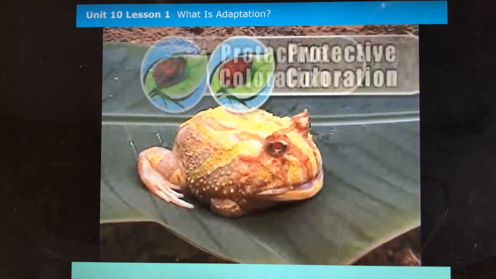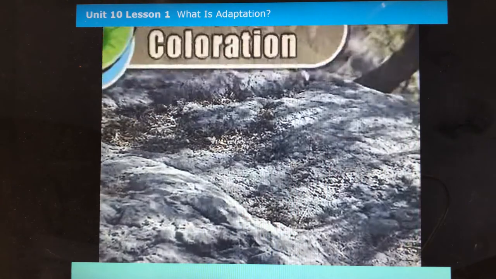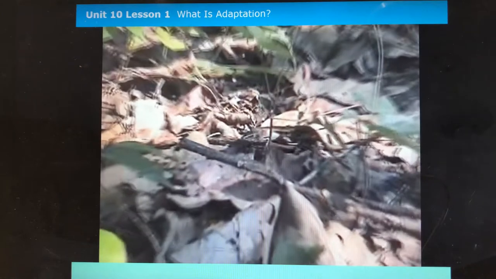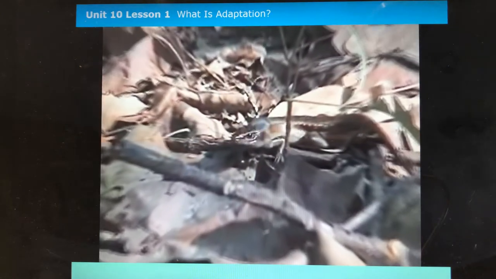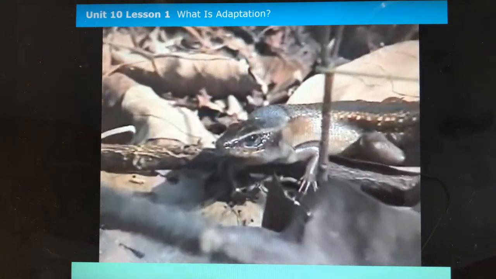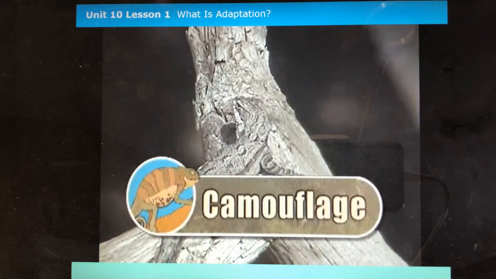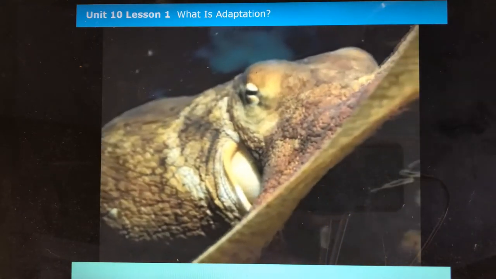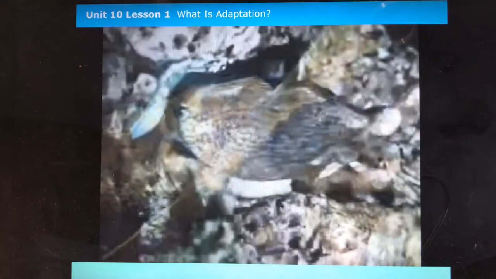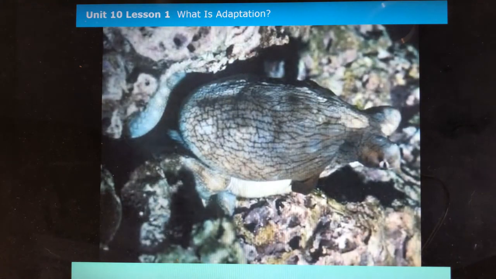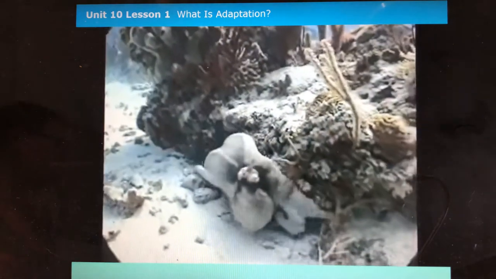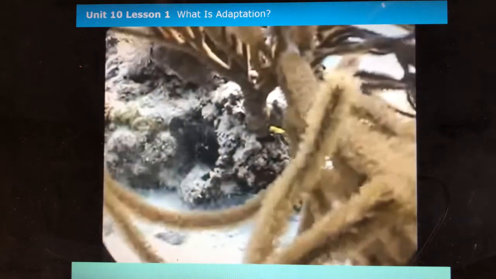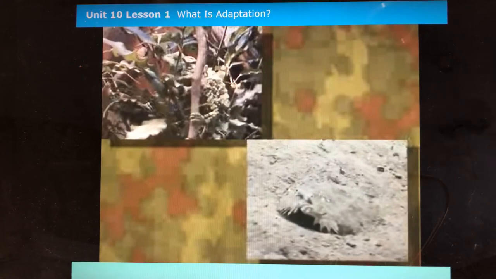Some animals have protective coloration to protect themselves from their enemies. The color, pattern, or shape of an animal helps it blend in with its environment to hide from predators. This blending into the environment is called camouflage. Some animals, like the octopus, are able to change color immediately to blend in with their surroundings. Here, he is light-colored against the white coral, but turns dark when hiding in the shadows. Chameleons and flounders also do this.